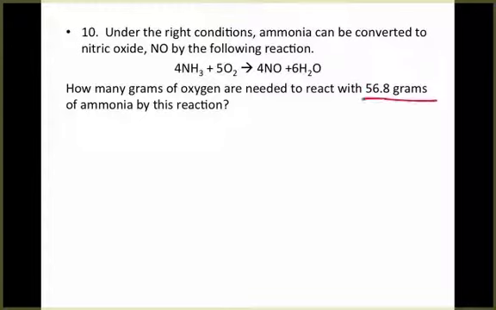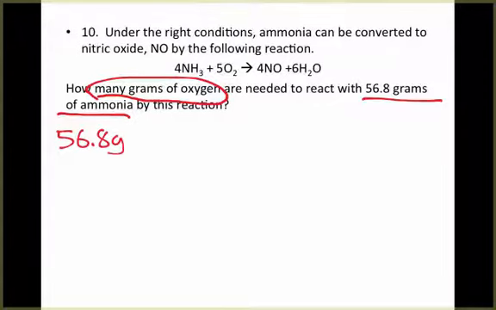Well, I've given a number there, so I'm going to underline that. Circle what we don't know. How many grams of oxygen? Same rules, same stuff as before. Start with what you know, 56.8 grams of ammonia. In case you don't know, ammonia is NH3. Pretty important compound, talking about industrial or pharmaceutical chemistry.